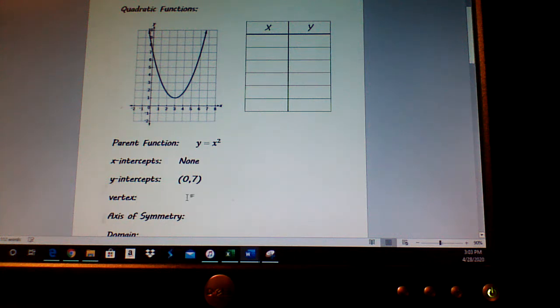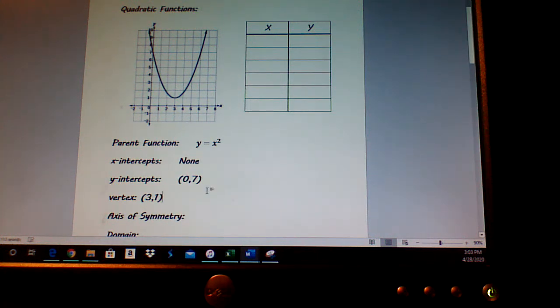Alright, next up is our vertex. Our vertex is either our highest or lowest point on our parabola. So in this case, I see my U shape, and the lowest point here, in other words my minimum, is this point right here. So my x value is 3, my y value is 1. Again, the vertex is a point, so we want to write it as a coordinate. And we said the x value is 3 and the y value is 1.